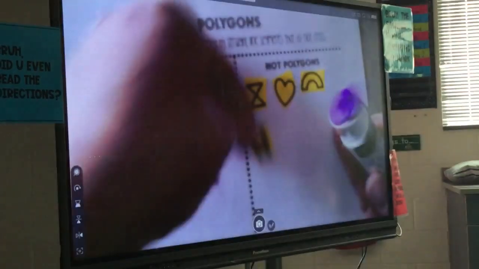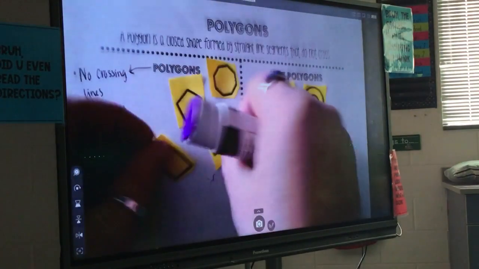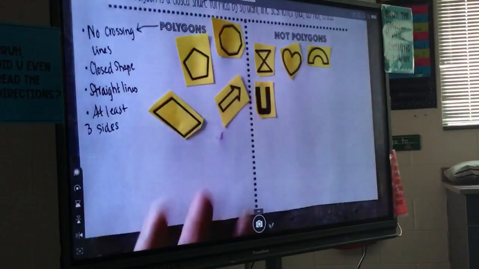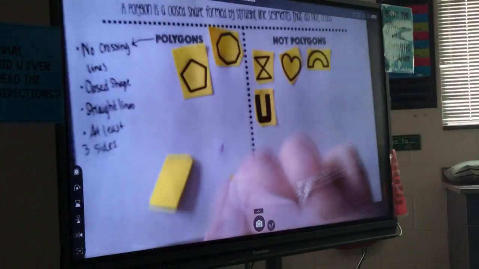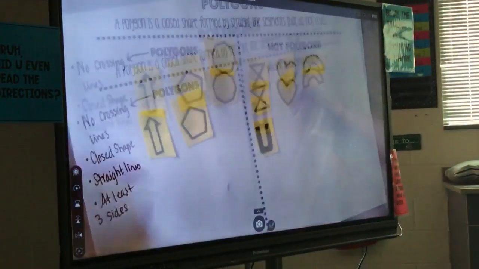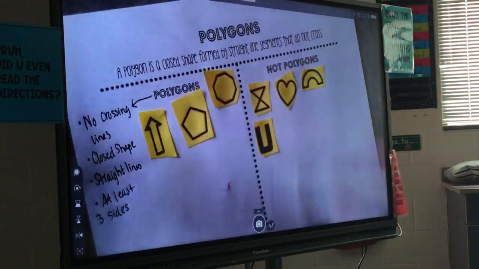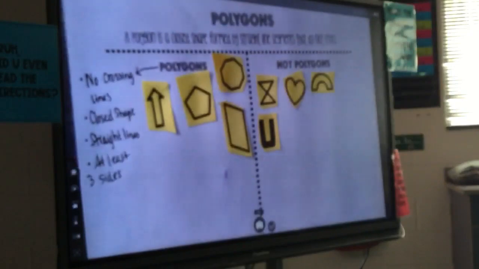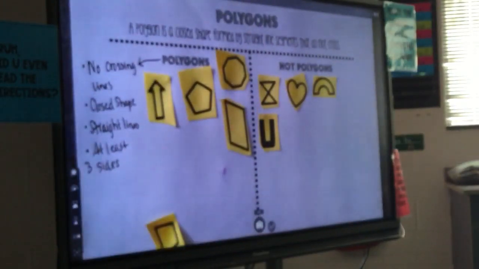All right, what about these 2? Yes. Both of those work? We agree? All right, why? Raise your hand. Why are both of those polygons? Angel. Because both of them have straight lines, and they're closed shapes. Okay, and what else? They have at least 3 sides. Perfect.